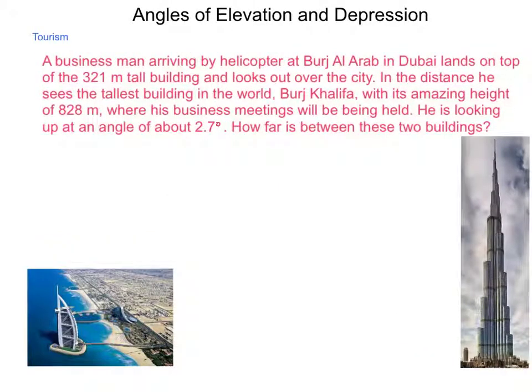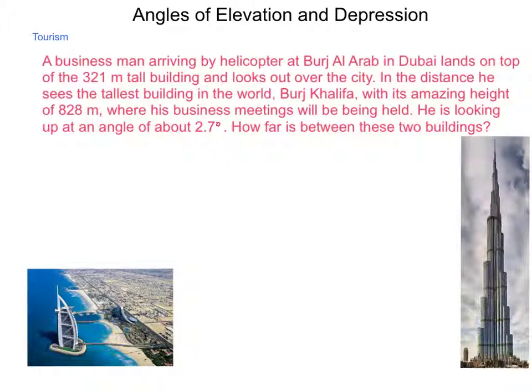A businessman is arriving by helicopter at Burj Al Arab in Dubai, lands on top of the 321-meter tall building, and looks out over the city. In the distance, he sees the tallest building in the world, Burj Khalifa, with its amazing height of 828 meters, where his business meetings will be being held. He is looking up at an angle of about 2.7 degrees. How far is it between the buildings?